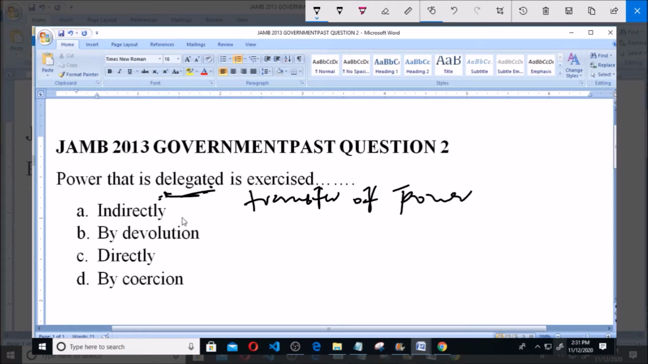Option A says indirectly, option B says by devolution, C says directly, then D says coercion. Power that is delegated or that is transferred to a subordinate is indirect, so option A is correct.